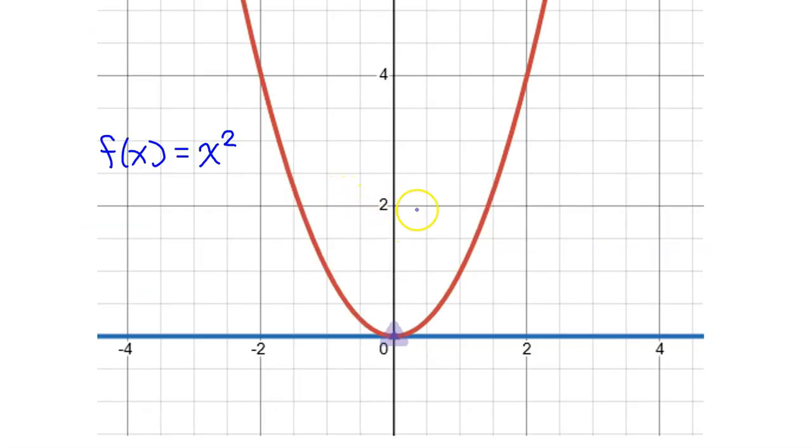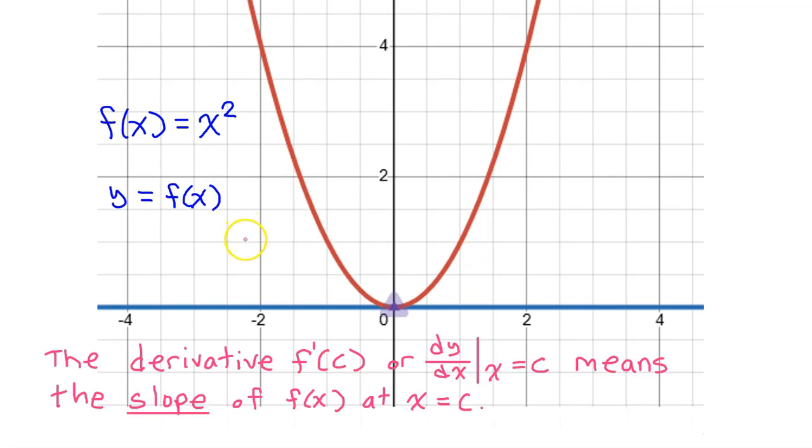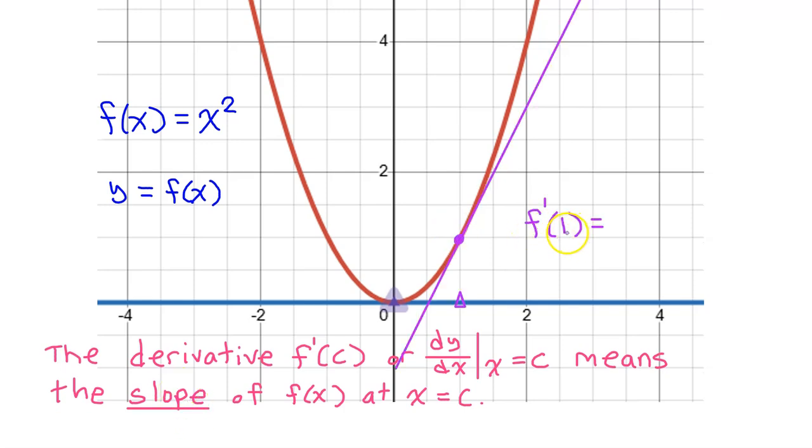Before we go any further, let's review what derivative means. Here's the graph of f of x equals x squared. Earlier in the unit, we learned that the derivative of a function is the slope of the curve at a point. So the derivative f prime at c means the slope of f at x equals c. The key word here is slope. For example, f prime at 1, the derivative of f at x equals 1, means the slope of the tangent line at x equals 1. In this case, that slope is 2.